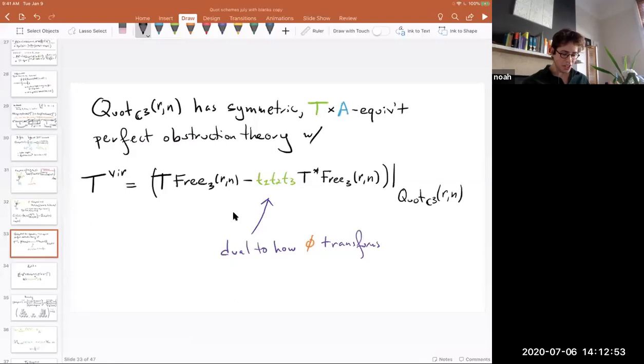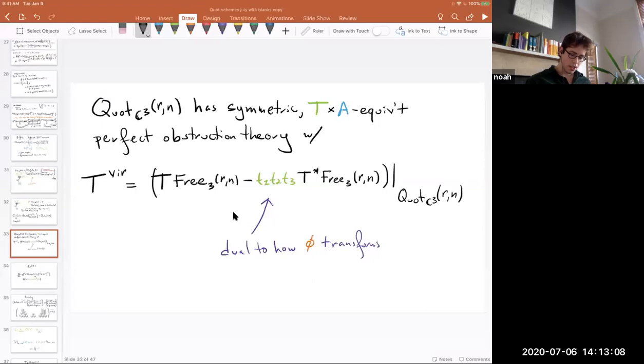So now the obstruction theory is in fact symmetric, right? So the obstruction bundle is just the twist, an equivariant twist, where the equivariance comes from how this function transforms, of the cotangent bundle. And so this is the particular twist.